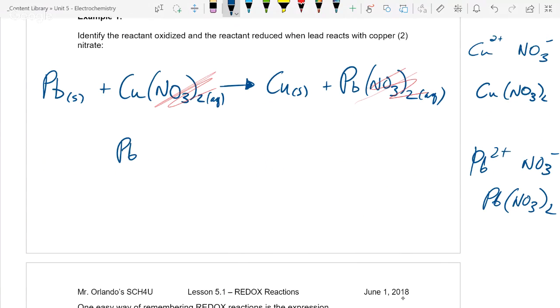Solid lead? Yep. Copper ions, good. And what charge will those copper ions have? 2+, good. And again, why am I allowed to just not include the nitrate? Well, because, yeah, there's 2 nitrates on the left side. They're aqueous. They have a -1 charge. And on the right side, there's 2 nitrates, and they're aqueous, and they have a -1 charge. Are they actually reacting? No.